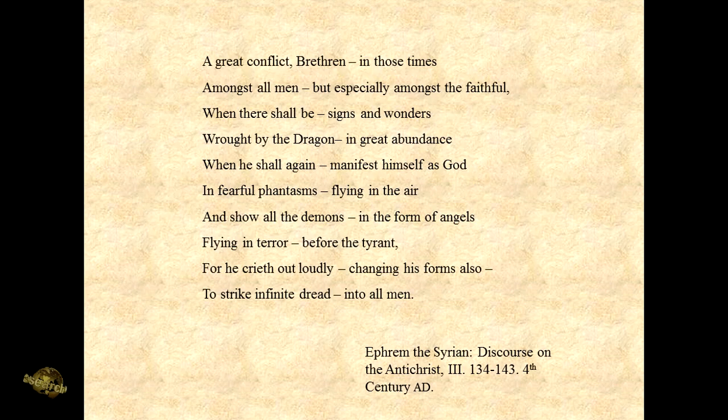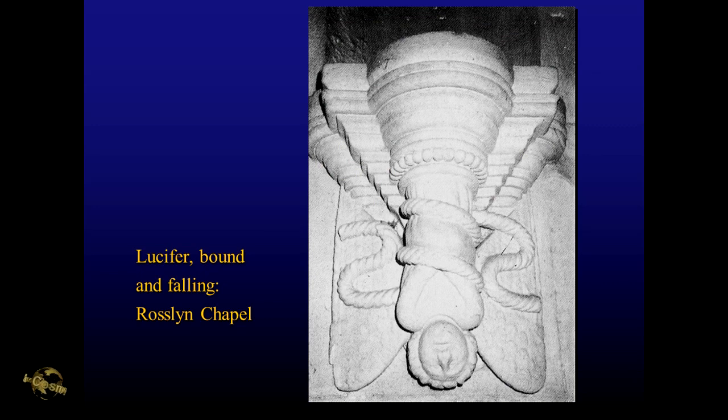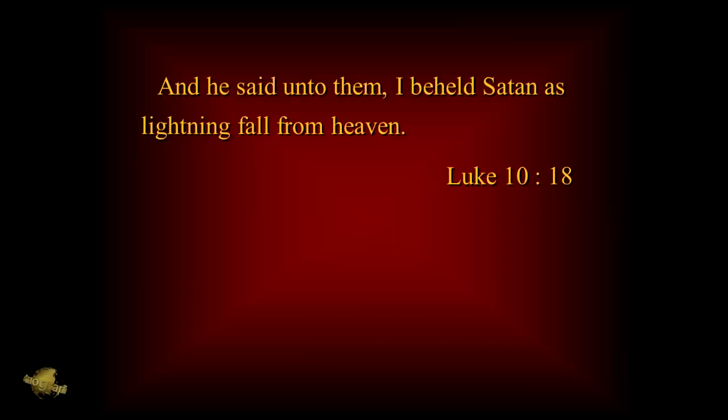So briefly, we'll review this. This is from Rosslyn Chapel. Lucifer bound. Notice how the rope is coiled around him, very much like the serpent was coiled around Eon, the Mithraic god of cosmic time. And here is Lucifer falling. This idea of falling is something that we find characteristic of many ancient traditions. And he said unto them, I beheld Satan as lightning fall from heaven.